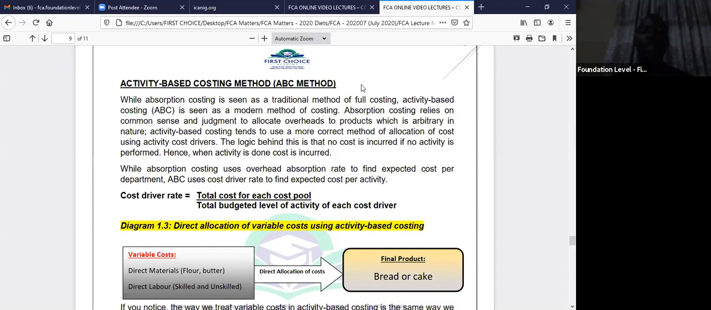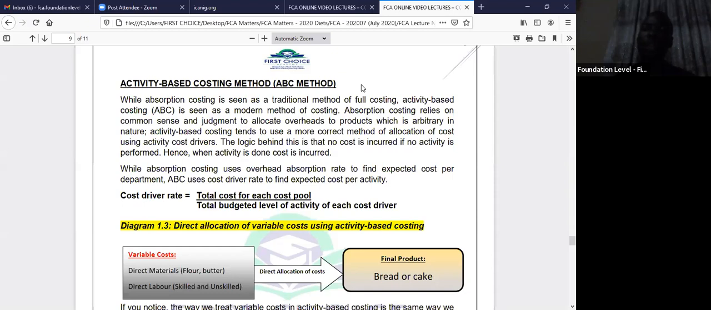Now, ABC relies on a more modern method that accurately measures costs based on activities. And so there are activity drivers, which are called cost drivers, that drive activity. The logic behind it is this: if there is no activity, no cost will be incurred. Now, let's look at an example. Look at FCA teaching you. The fact that FCA has a skills department or foundation department, okay, in itself should not be a reason to incur costs. That is what ABC is saying.